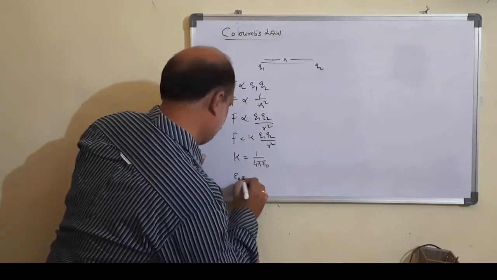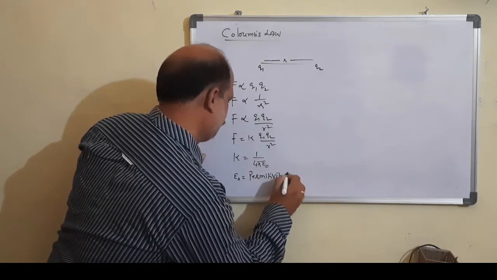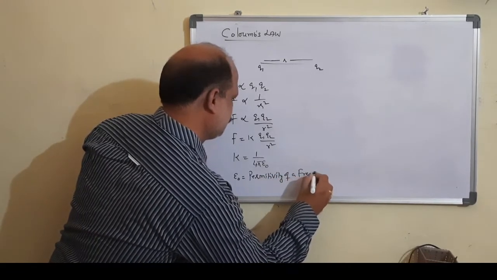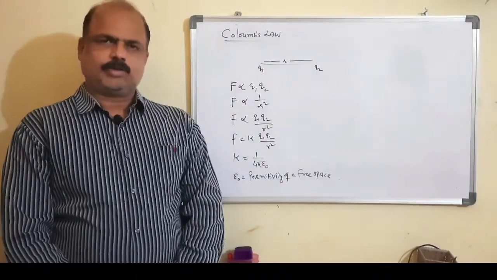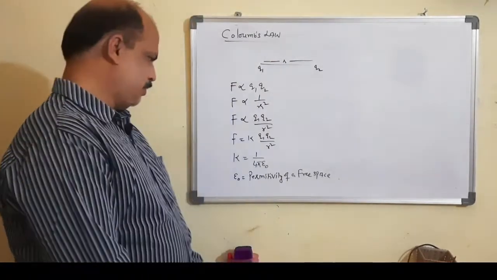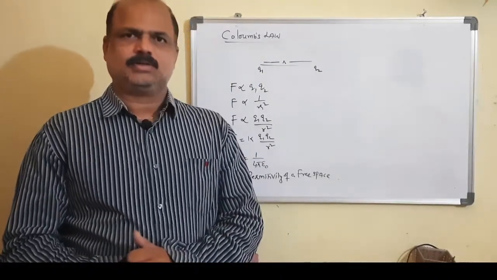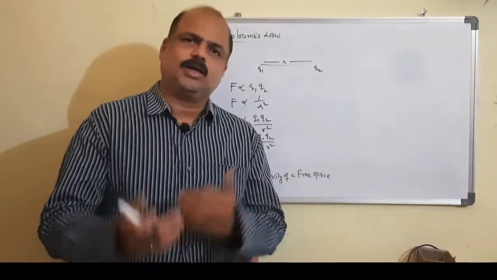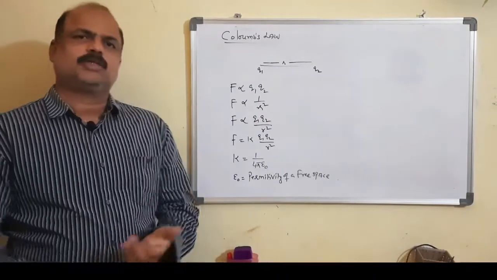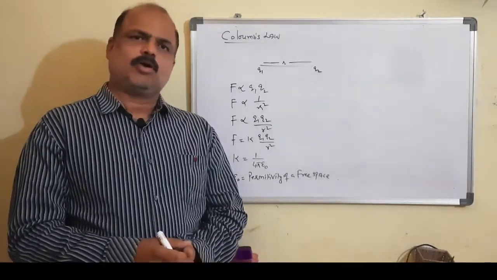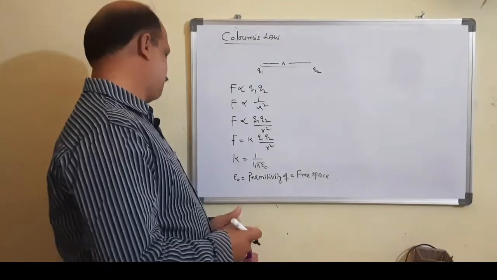Epsilon naught is called the permittivity of free space. Permittivity means something that permits: how much the given medium allows the electric lines of force through it. How much permission it gives to the electric field lines through it, that is called permittivity.